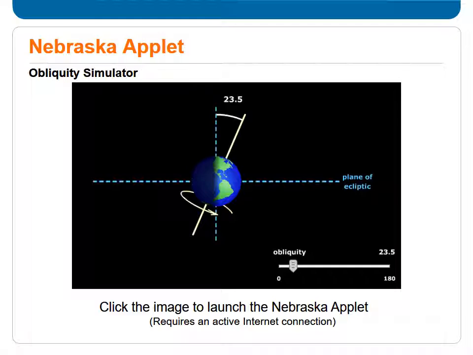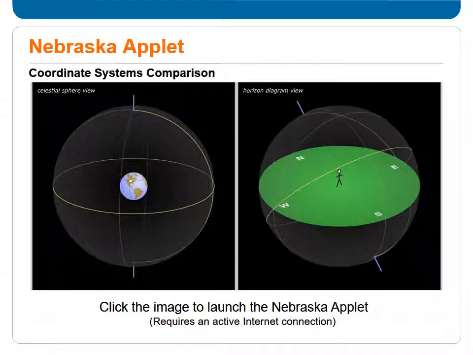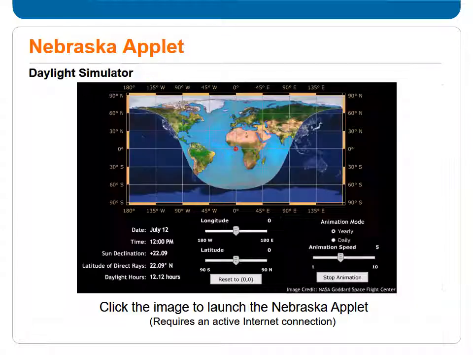The obliquity simulator, showing differences in the change of the tilt angle between Earth's spin axis and the plane of the ecliptic. The celestial equatorial demonstrator, showing right ascension and declination. The coordinate system comparison, showing the differences between right ascension and declination on the left, the equatorial system, and the horizon system, showing altitude and azimuth on the right.